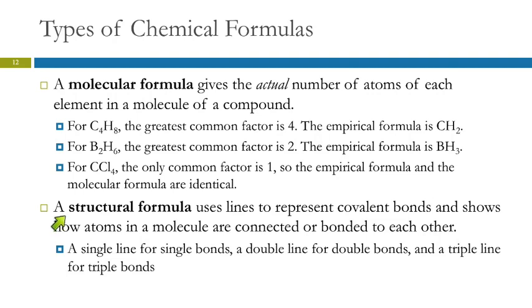Structural formulas are also used. Here we're showing how the atoms in a molecule are connected to each other. And we use lines to represent the covalent bonds where the electrons are being shared. We use a single line for a single bond, a double line for a double bond, and a triple line for a triple bond. So if there's 3 lines, that means it's a triple bond.